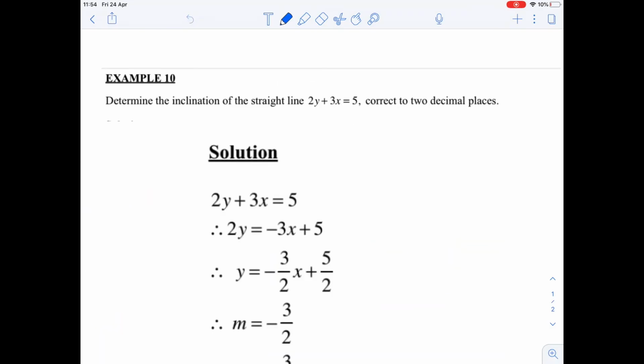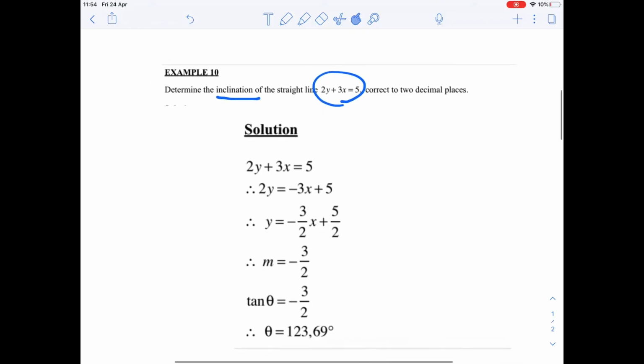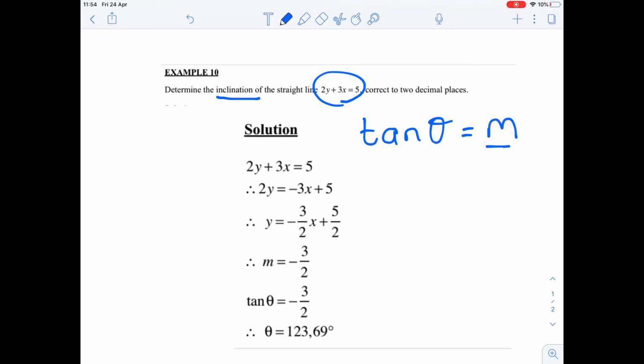Okay, so here we're going to do another example. Determine the inclination of the straight line 2y plus 3x equals 5, correct to 2 decimal places. So this one we're not going to visualize, we're just going to look at the solution together. So let's start off, because we always remember that tan of the angle of inclination, what we're looking for, is equal to m.